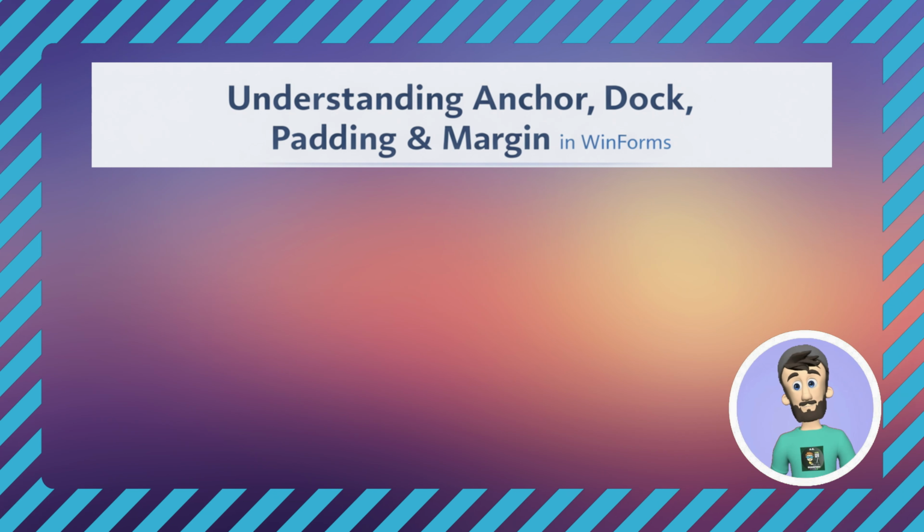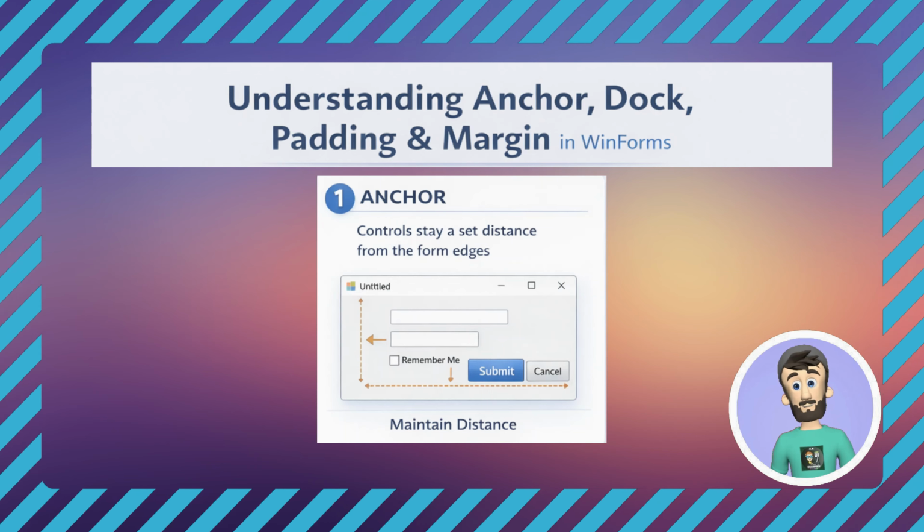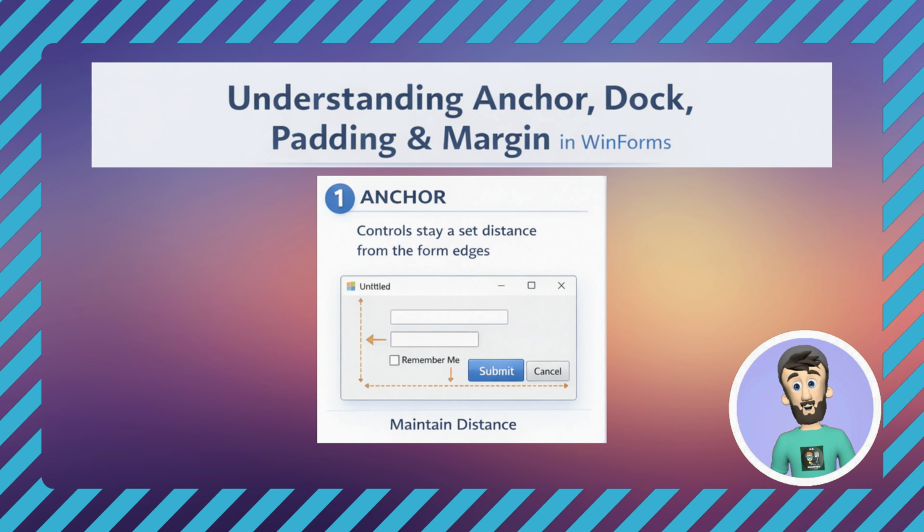Let's start with anchor. Think of anchor like invisible rubber bands. When you anchor a control, you're basically tying it to one or more edges of the form. Anchor a button to the bottom and right, and no matter how big the window gets, that button is glued to that corner. Anchor a text box to the left and right, and it stretches as the form grows. Anchor says, stay this far away from these edges. No matter what.